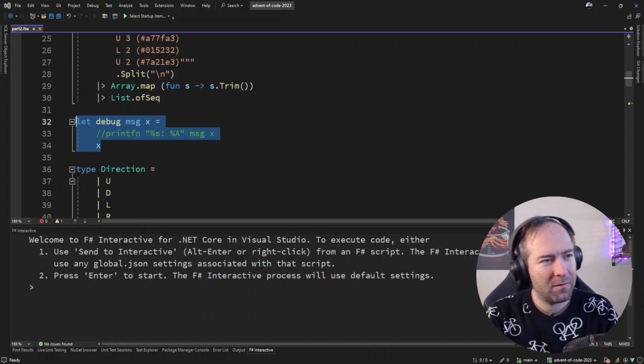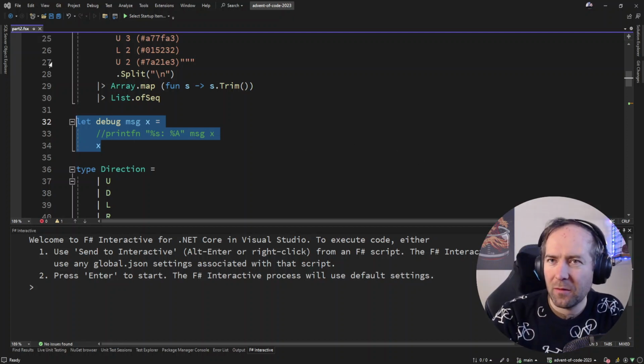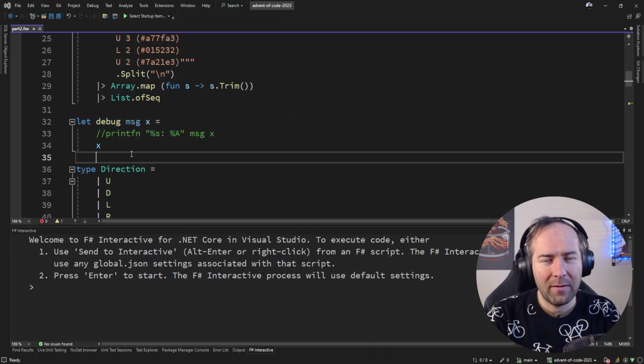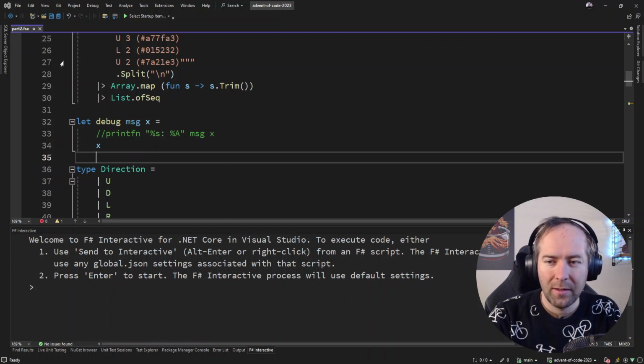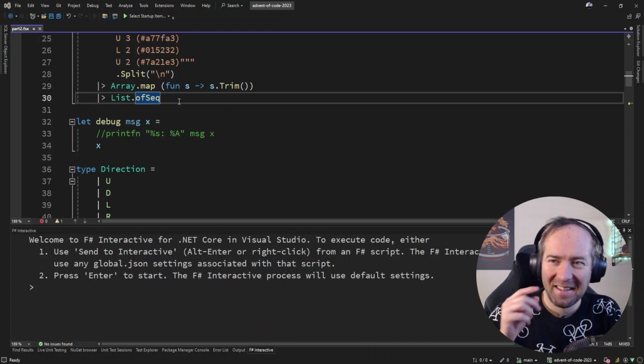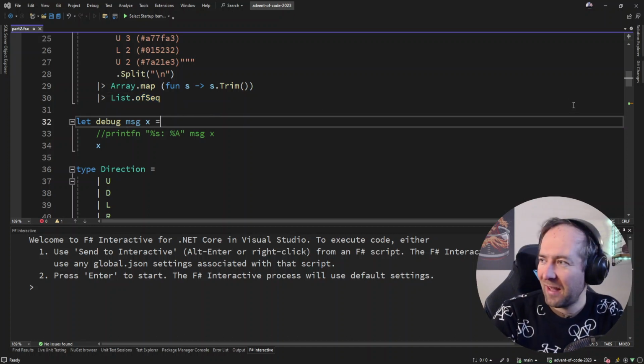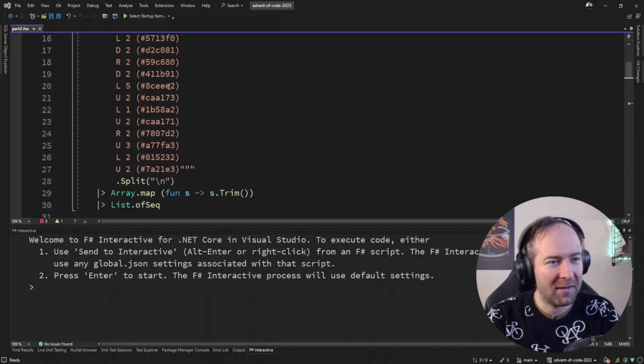I tried also for today or yesterday's puzzle, day 17 or 18, debugging F# code or F# scripts, FSX files, using Visual Studio. That was a rabbit hole. I will never attempt that again. No, that is like a pathway to hell. I did not get it to work.